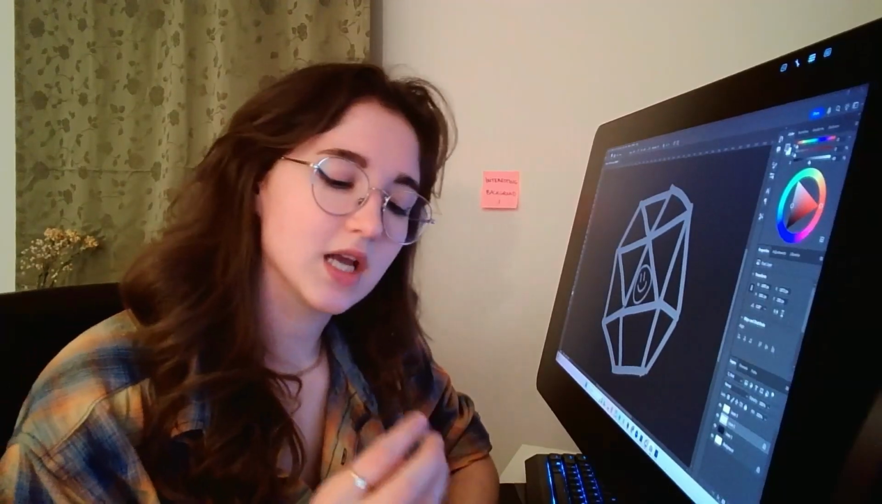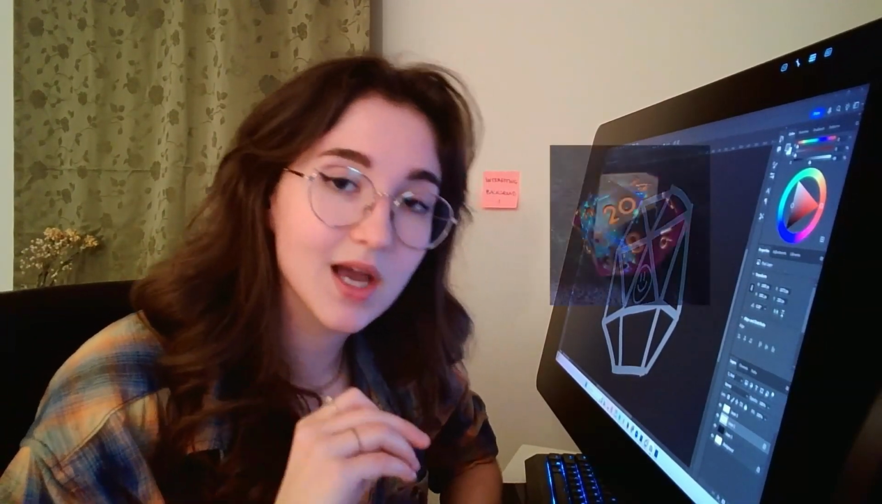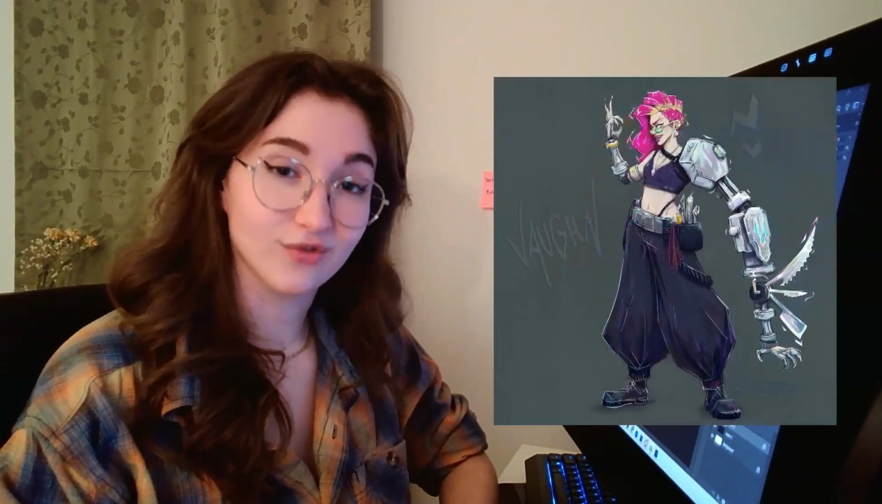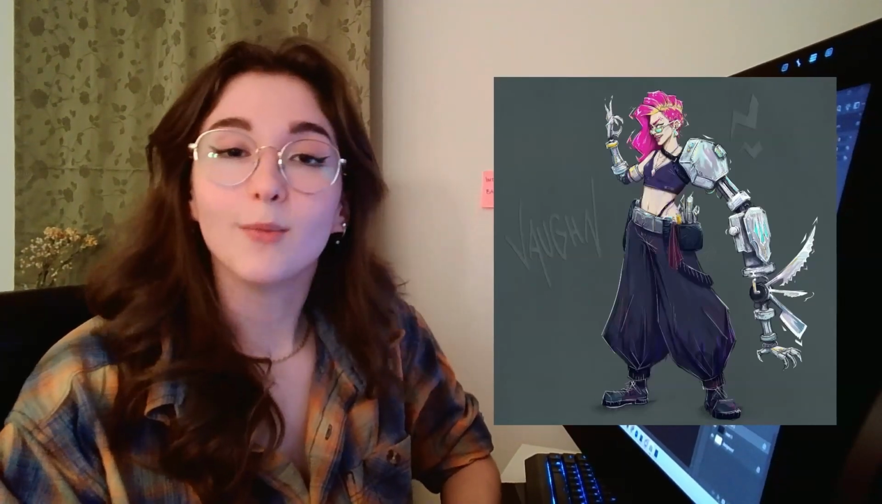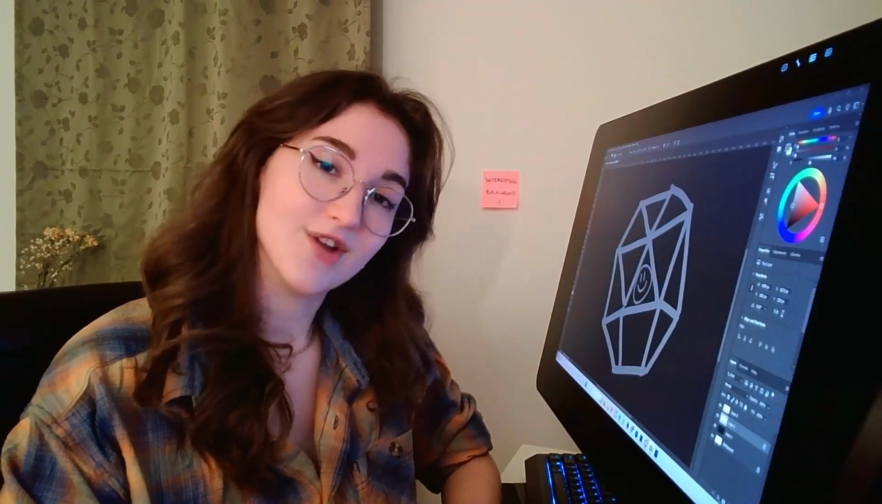I just wanted to take a sec to show off the dice that I'm using for this. It's the dice that I'm actually using for the current D&D campaign I'm in right now. I'm playing this character Vaughn. She's super sick. It's a space-themed campaign, and that's my first time playing an artificer, so I'm very, very excited.